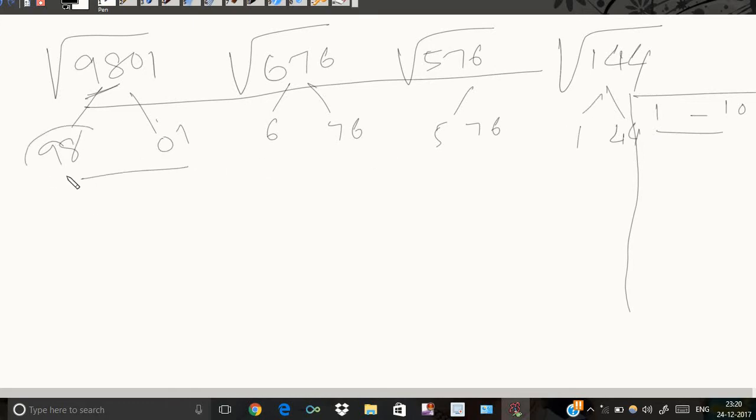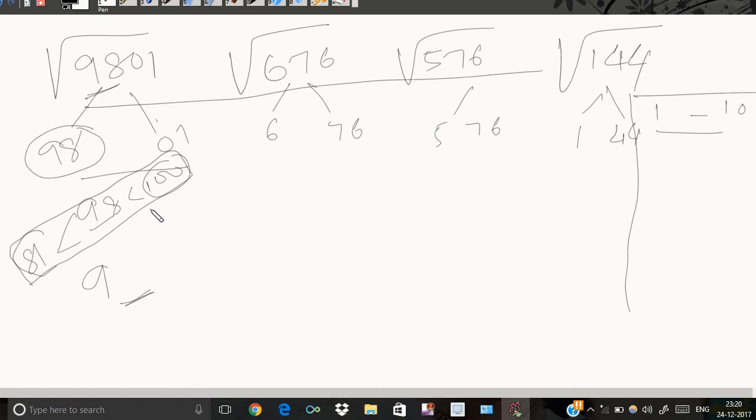Okay guys, so here my 98 comes. 98 is less than 100 and greater than 81, so we can say that 98 is in between the square of 9 and the square of 10. Our 98 is in between these two numbers, so we have to take the smaller one. The smaller one is 81, so take 9 as the first digit. For the next digit you have to check the last digits. Here we have 01 at the end.